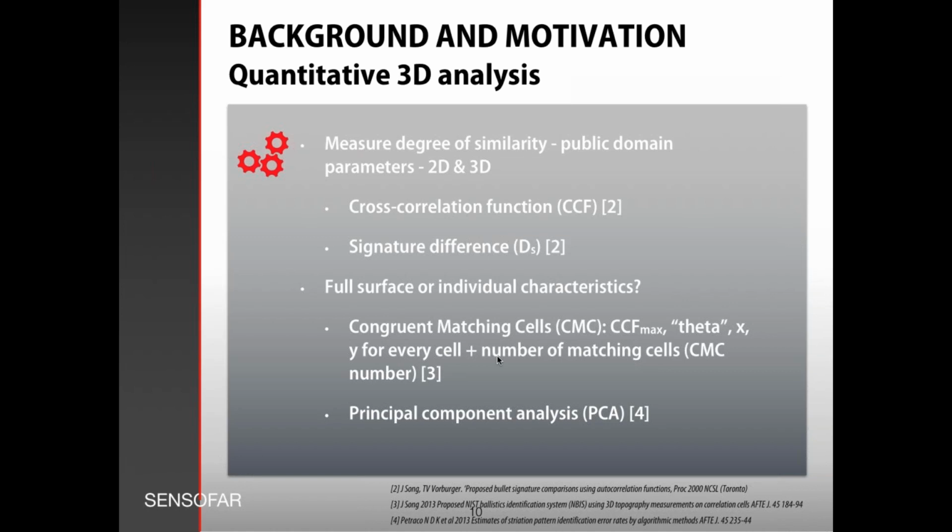Another question is if we will be using the full surface of the bullet or just some parts that have the marks that really make the difference between different barrels. It's what we call the individual characteristics surface. We have developed our solution for this individual characteristics analysis.